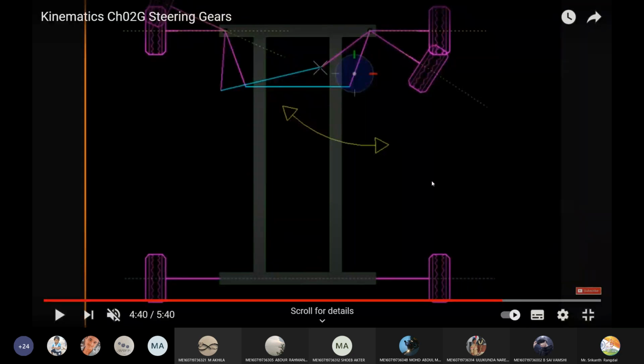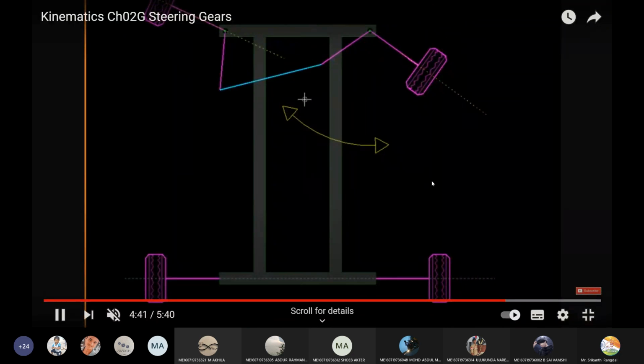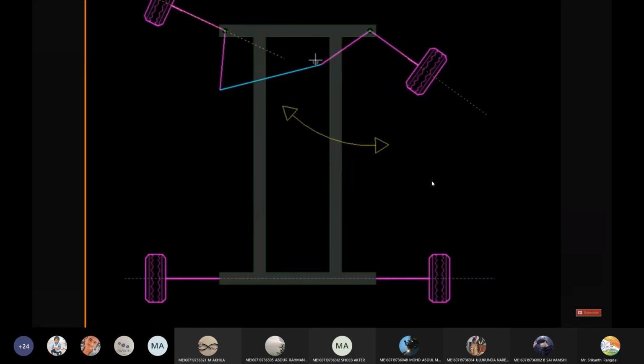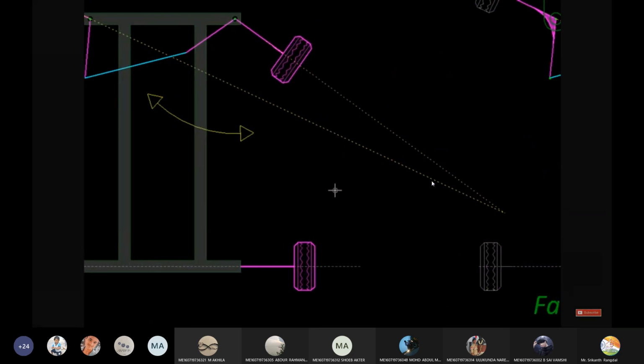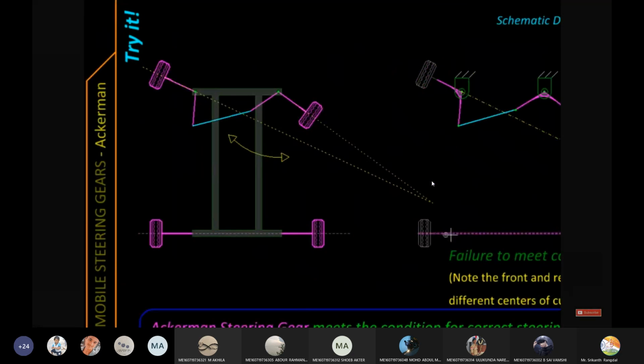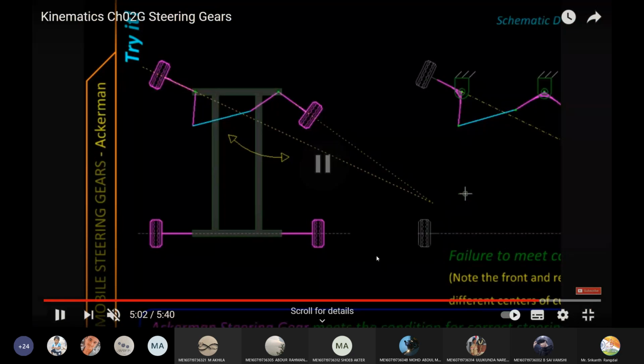Okay. So next, let us see whether the axes are meeting on the rear axis. Are they meeting? Any two non-parallel lines will intersect. There is no doubt with that. But is the point of intersection on the axis of the rear wheels? No. Fine. So this is the problem with this particular mechanism.